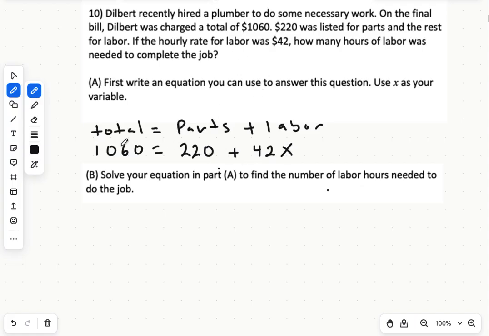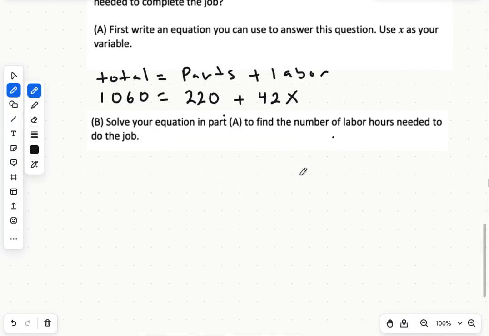There's no kind of magic bullet to figuring this out. It's just thinking what makes sense. If I spent $1,060 and $220 was this, and the unknown amount's that, that would be our equation. So then we're supposed to solve our equation, part A, to find the number of hours needed to do the job. So let me recopy that down here.